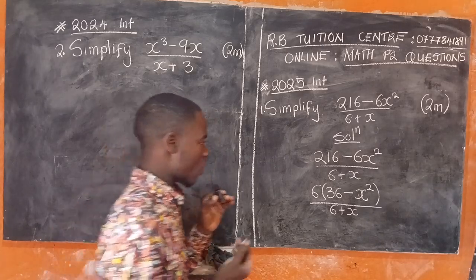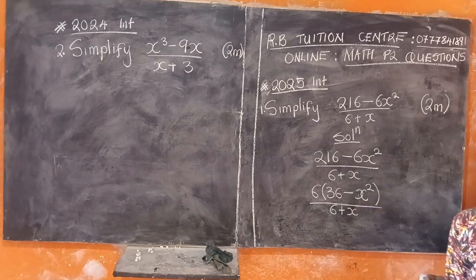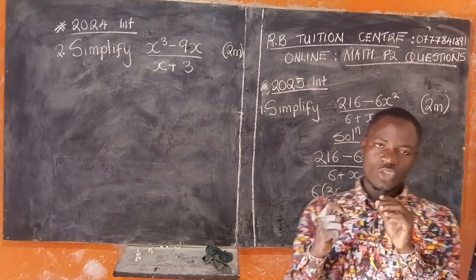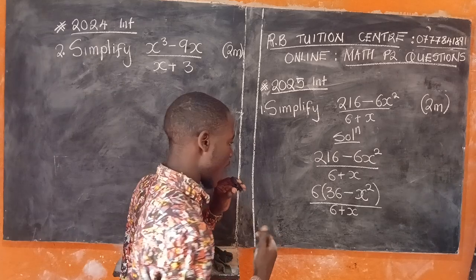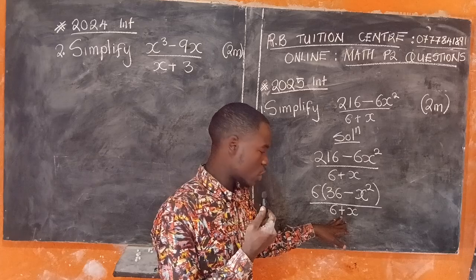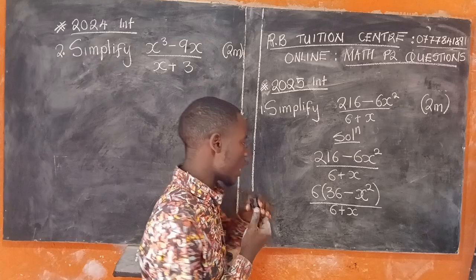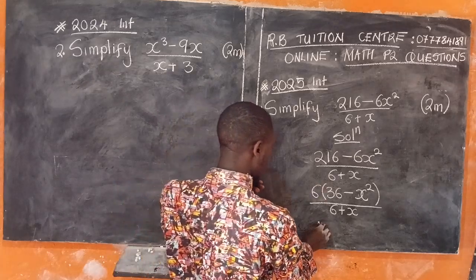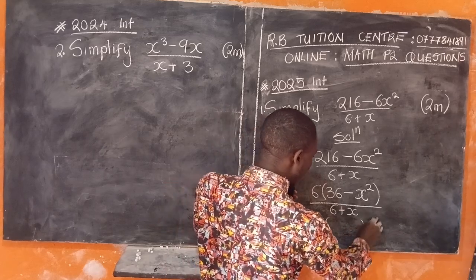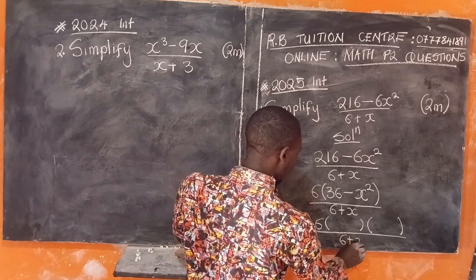With the things on this side, we are going to use the difference of 2 squares. That is part of factorization also. Why? Because we normally want the things on the denominator to match the things on the numerator. So we say 6 from there. Then we use the difference of 2 squares. What do I mean? We are going to split the brackets just like that. How do we split the brackets?